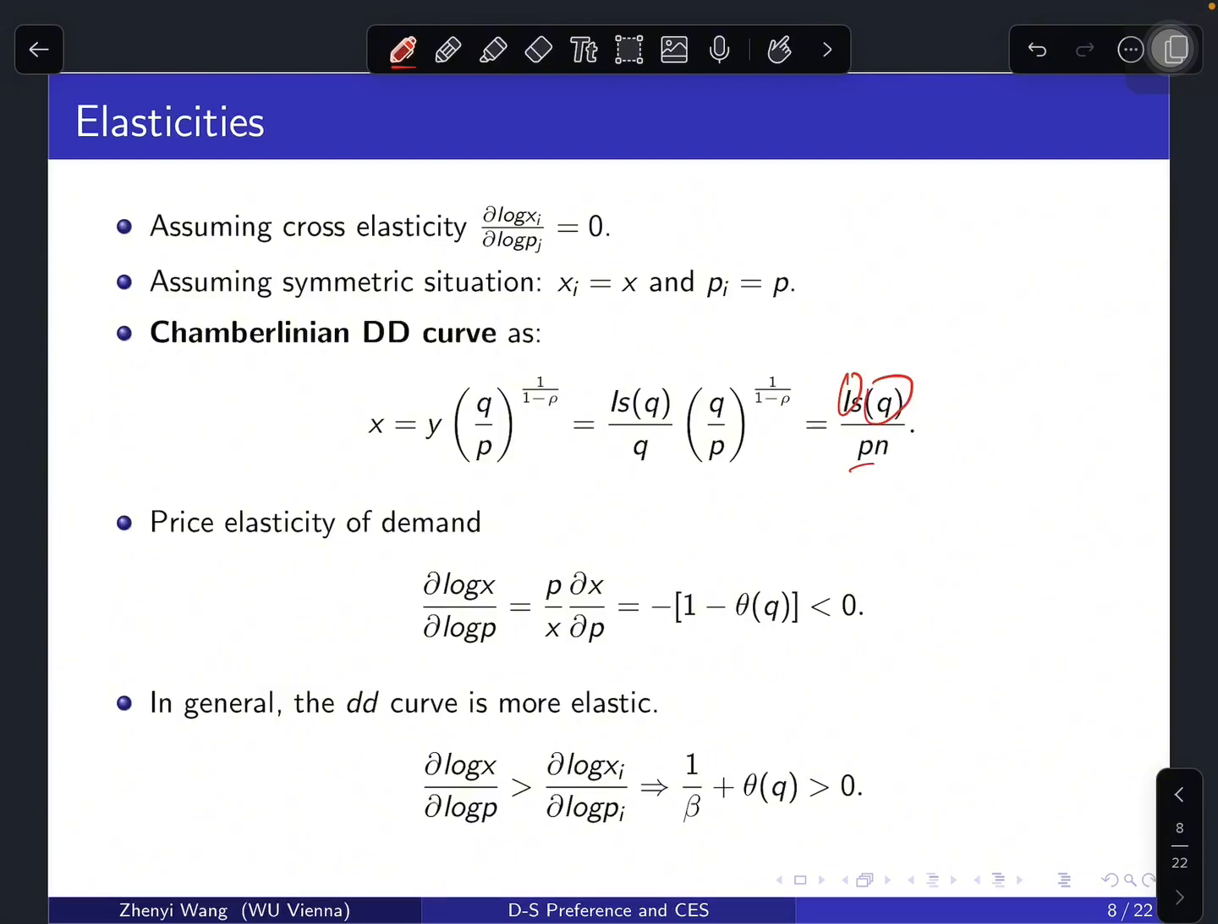Usually, the lower dd curve is more elastic because the lower dd curve represents the demand faced by an individual firm and is more elastic because consumers can easily substitute between products from different firms. However, the capital DD curve reflects the aggregate market demand, which is less elastic due to the overall stability of total consumer expenditure.